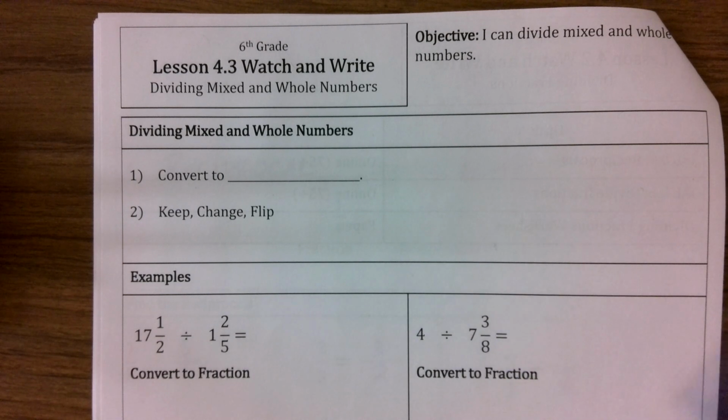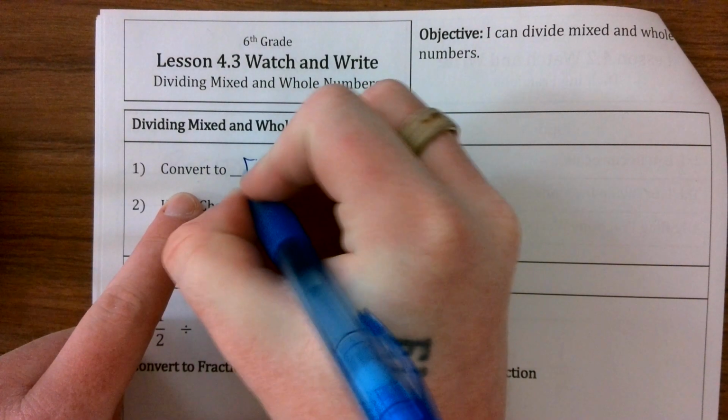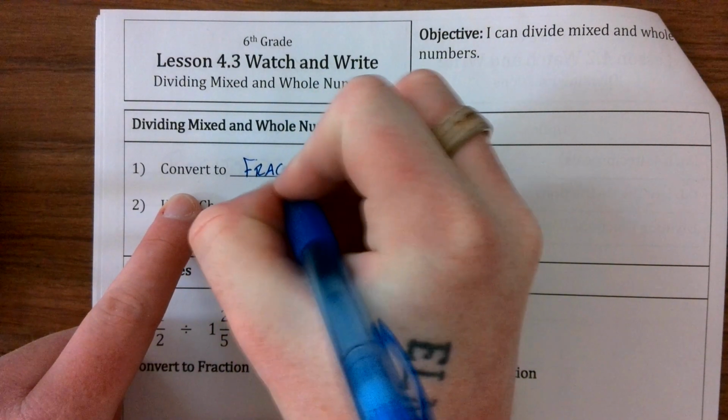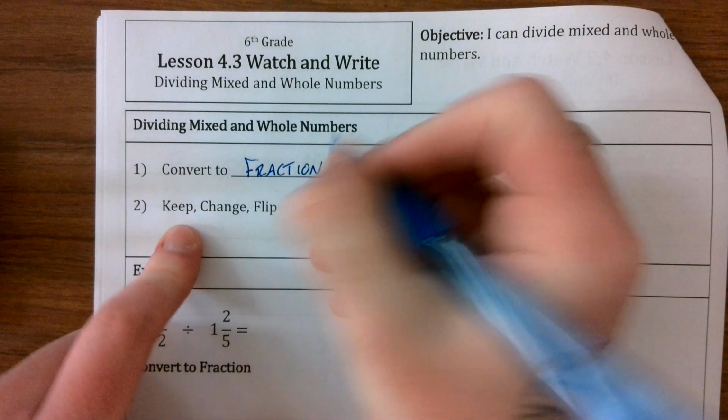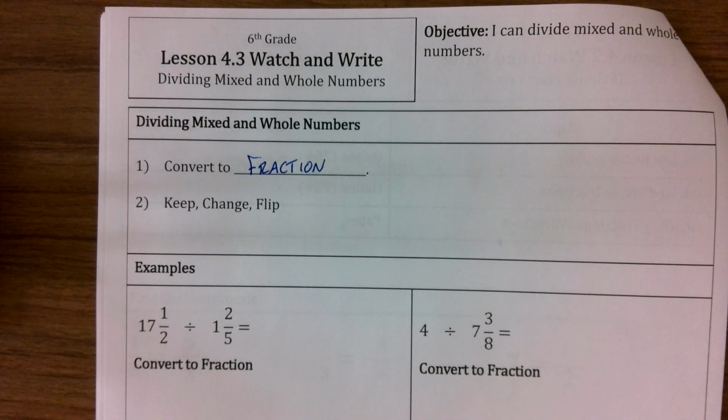So there's only two steps. The first step is if we have a mixed number or a whole number, we want to convert it to a fraction. And then we follow our division rules of keep, change, flip. Let's do some examples.